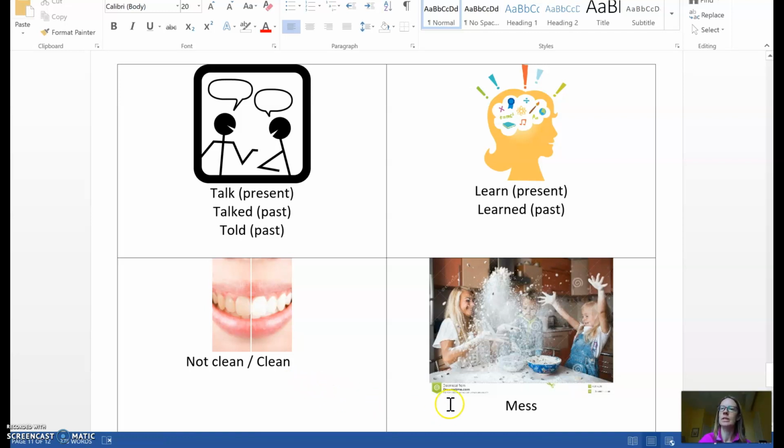Okay. Last new word, mess. Say mess. Look at this mess in the kitchen. Think of a sentence using the word mess. My son makes a mess with his toys. You say a sentence.